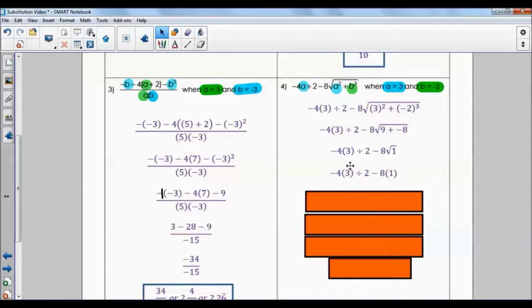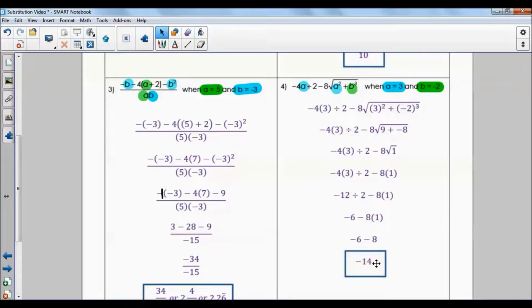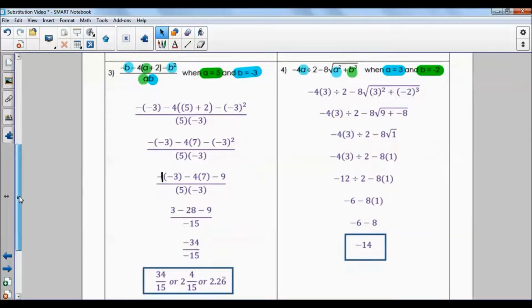Right, now we've got multiplication, division, more multiplication, so we have to go in order from left to right. Okay, so we did -4 times 3 is -12, divided by 2 minus, that all stays the same. Okay, next we're going to do our division, right? So -12 divided by 2 is -6, minus 8 times 1. Now we do our multiplication, 8 times 1 is 8, so -6 minus 8 is -14. Okay, substitute in with parentheses, then use order of operations to solve every time.